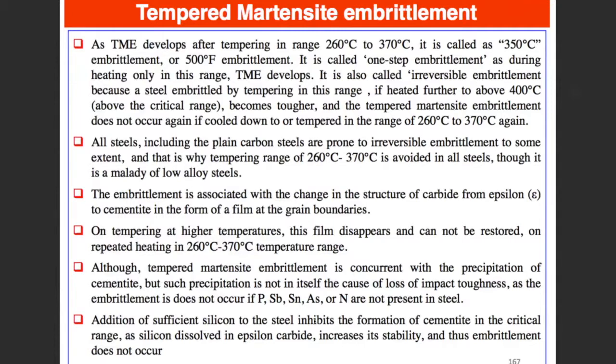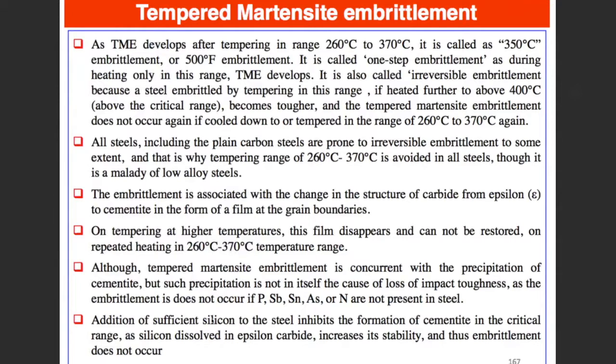Irreversible hardening. If you have alloying elements, right, not very common, right? We tend not to use phosphorus too much as an alloying element. But anyway, if you have them in there, it will prevent the film of cementite and will preserve the strength, and you don't end up with this tempered martensite embrittlement.